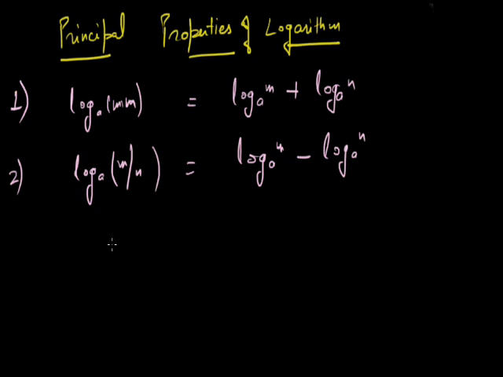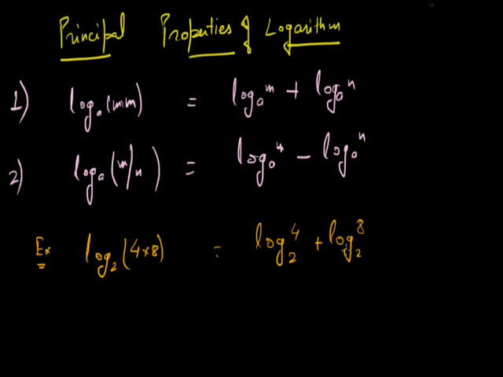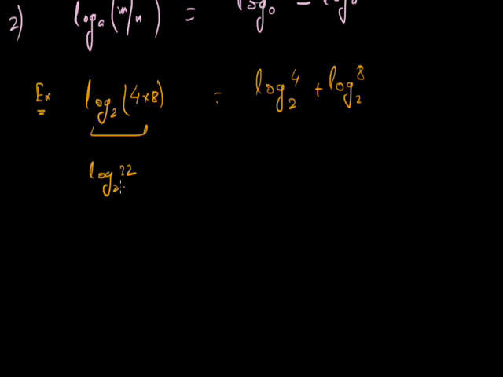Before moving ahead, let me explain with an example. Log base 2 of m times n, say 4 times 8, should be equal to log base 2 of 4 plus log base 2 of 8. Let's check. 4 times 8 is 32. Now 2 raised to the power x which gives 32 is x = 5. Therefore the value here is 5.